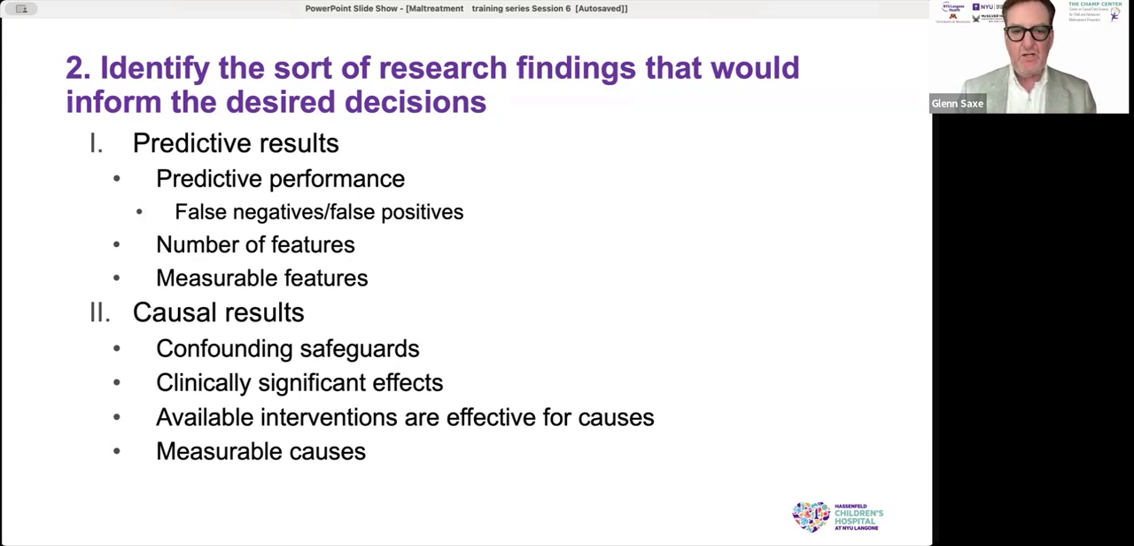So are the methods strong enough? What would be clinically significant? What would be a meaningful effect? Have to think about it. And then, of course, you have a cause with a large effect, but are there interventions known to be effective for the causes? Because if they're not, then an intervention would need to be designed or developed. So all of these things need to be thought about.